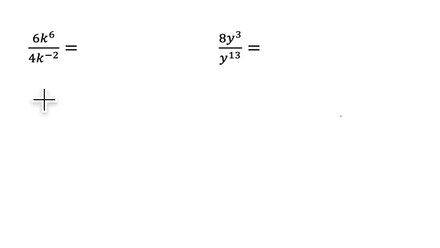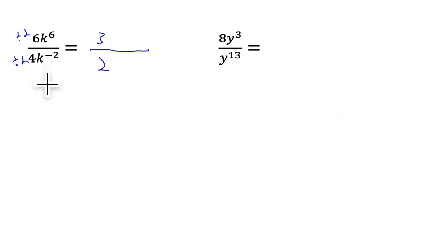Let's practice with our quotient rule now. The quotient rule tells us when we have two exponential expressions with the same base, we can subtract the exponents. Now the 6 and the 4 here, these are not exponents, so we're not going to use exponent rules on the 6 and the 4. We're just going to simplify those. So we're going to divide the top and bottom by 2, because those are both divisible by 2. All right, 6 divided by 2 is 3, and 4 divided by 2 is 2.